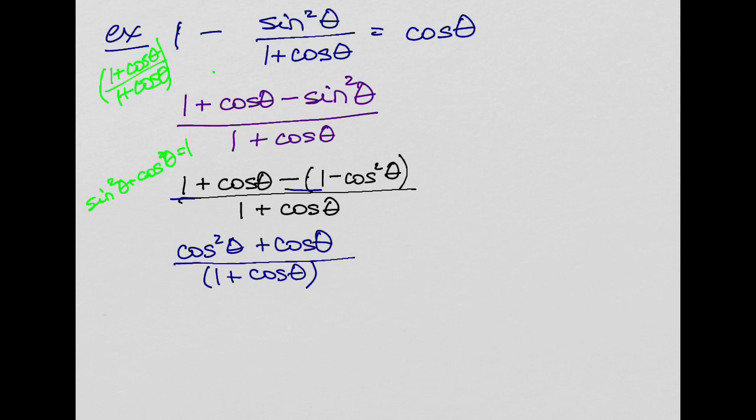Next thing, I have two terms on the top that both have a cosine in them. So let's factor out a cosine. When we do that, from the first term, I have left a cosine. From the second term, I have left 1. Denominator, still there.